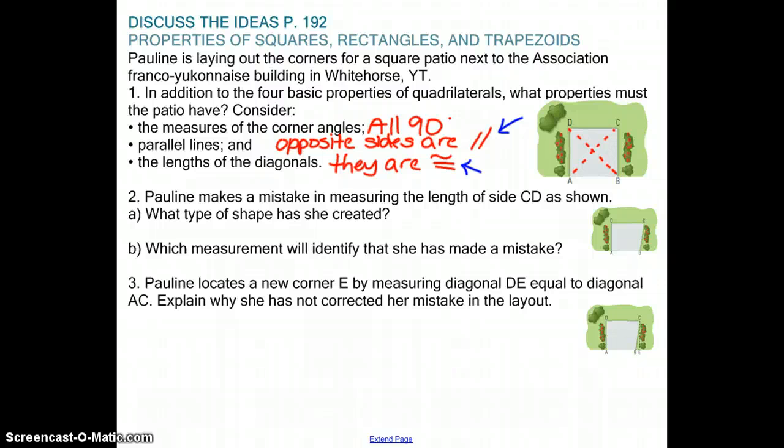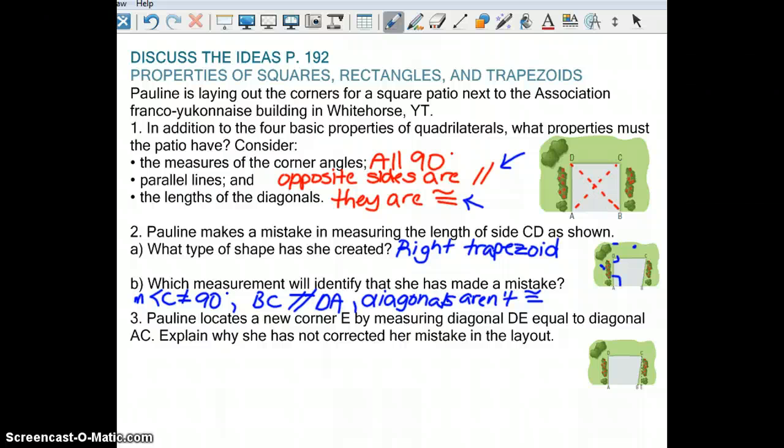Okay, number 2, then she makes a mistake and she actually has CD go too far. So then, what type of shape has she created? A trapezoid. Good. Actually, to be more specific, it's a right trapezoid because these two angles are at 90 degrees. So it's a right trapezoid. B. Which measurement will identify that she has made a mistake? So how can she tell she made a mistake?